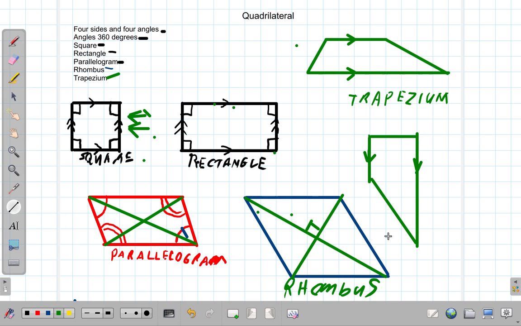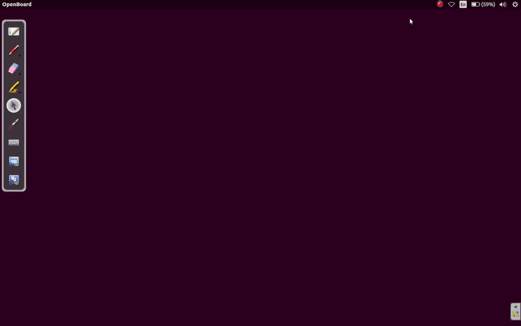So those are the 5 main types of quadrilateral that we will be dealing with, right? At least for this course. Those are the 5 main types of quadrilateral. All of them have 4 sides, 4 angles, because quad means 4, and all the angles add up to 360 degrees. So I will see you in the next video.